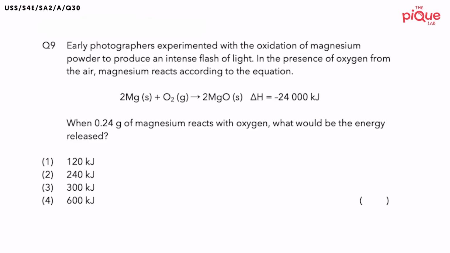In this question, it says that early photographers experimented with the oxidation of magnesium powder to produce an intense flash of light. From this statement, we can see it produces an intense flash of light. What kind of energy change do we see here? Is that taking in of energy or releasing energy? Since it produces light, it must be releasing energy.